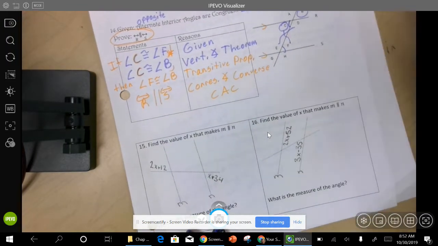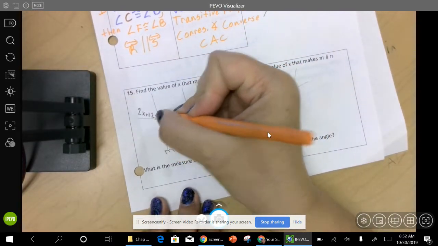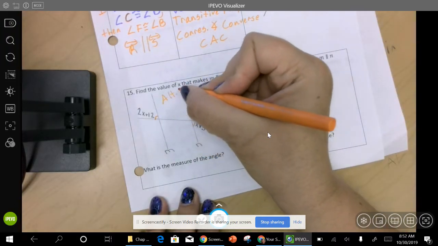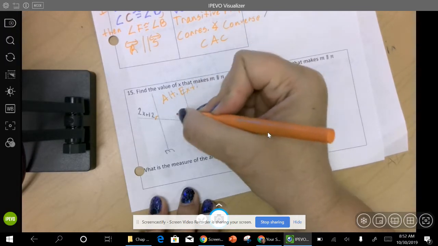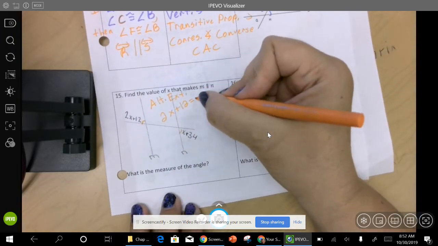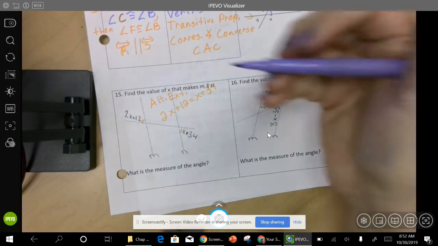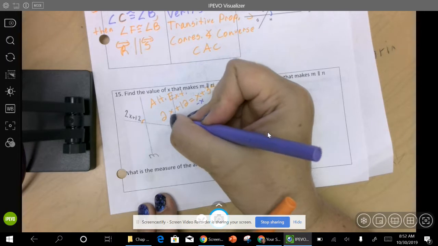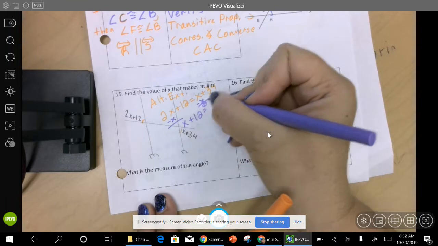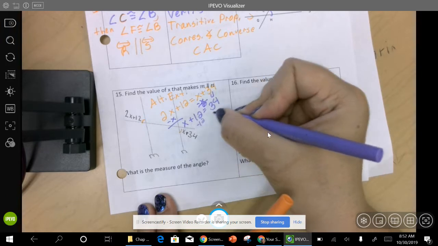Okay, so this one. So now we have these ones. So these are alternate exterior angles. Okay, so alternate exterior. So opposite sides outside. So that means that they're congruent. So I'm going to go 2x plus 12 is equal to x plus 34. Subtract the x from each side. So I'm going to get x plus 12. That's going to be 0 is equal to 34. So I bring that 34 down. Subtract 12 from each side.